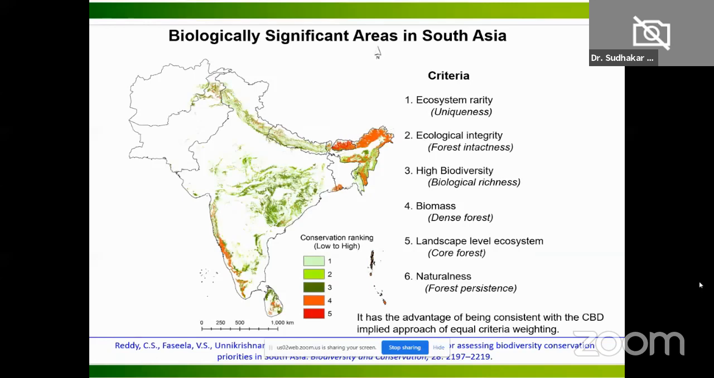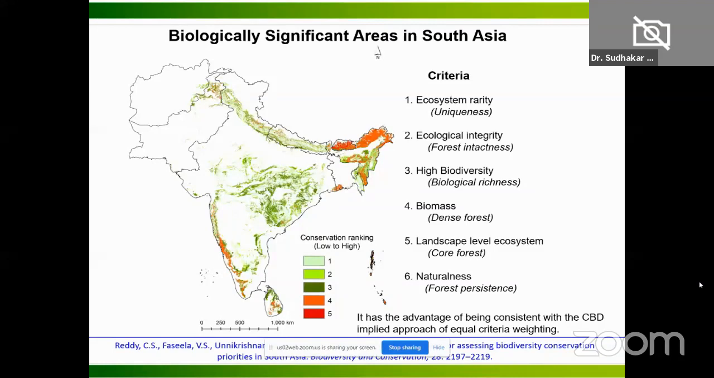Then, by utilizing the principles of the Convention on Biological Diversity, because one of the mandates of the Convention on Biological Diversity is to identify biologically significant areas, here we not only considered the biological richness information or the intactness information, we needed to integrate some other criteria like rare ecosystems, ecosystem rarity, also known as uniqueness. Like Shola forest is one of the rare ecosystems, like mangrove is one of the rare ecosystems. And then forest intactness, as I already said, the last 8 decades with no disturbance to those forest areas. Then we identified the biologically rich forest.